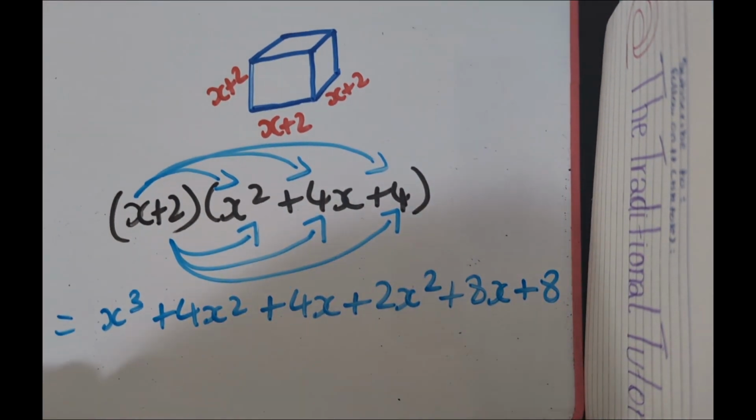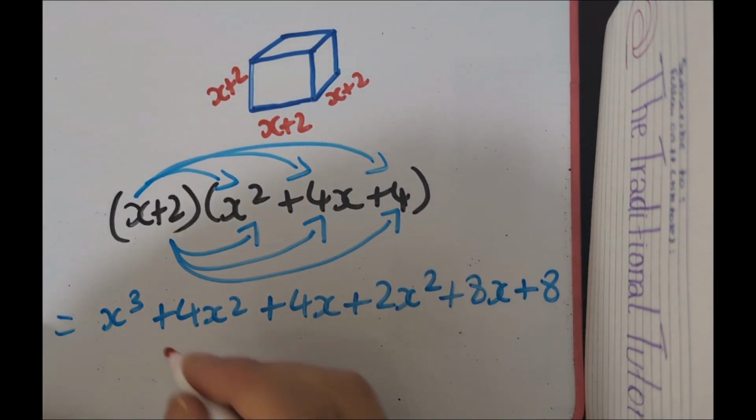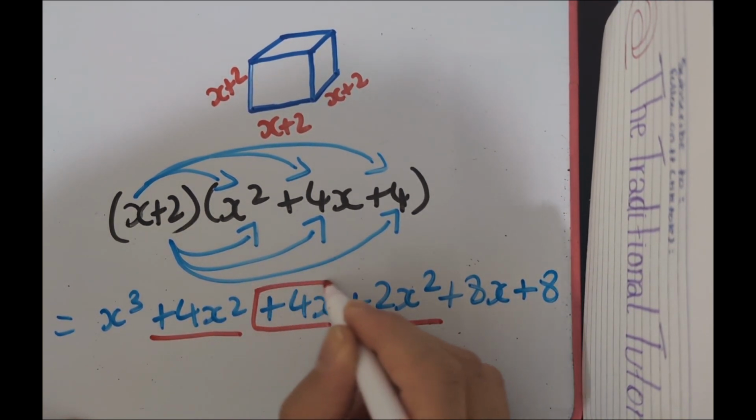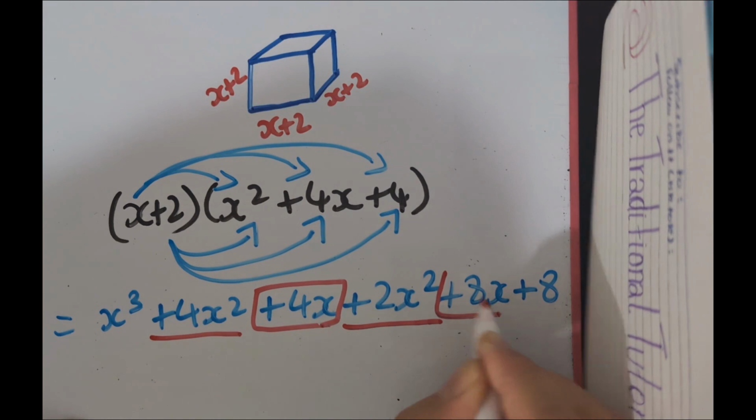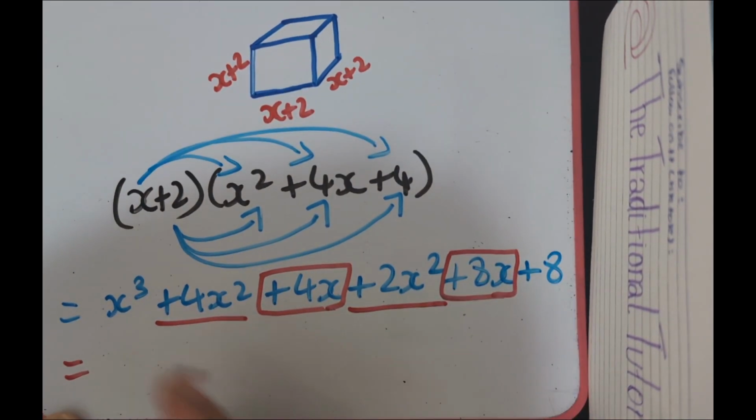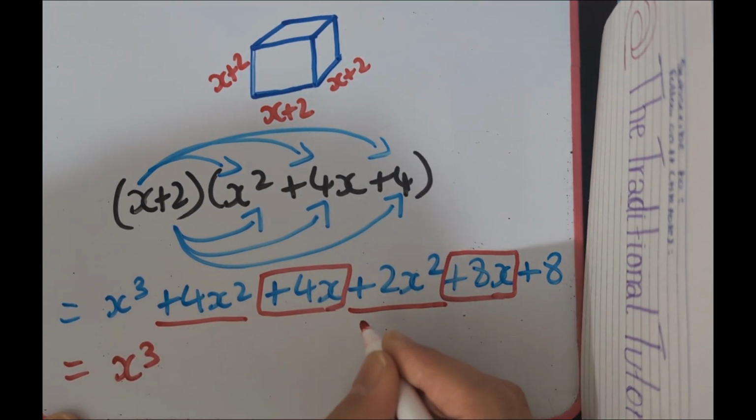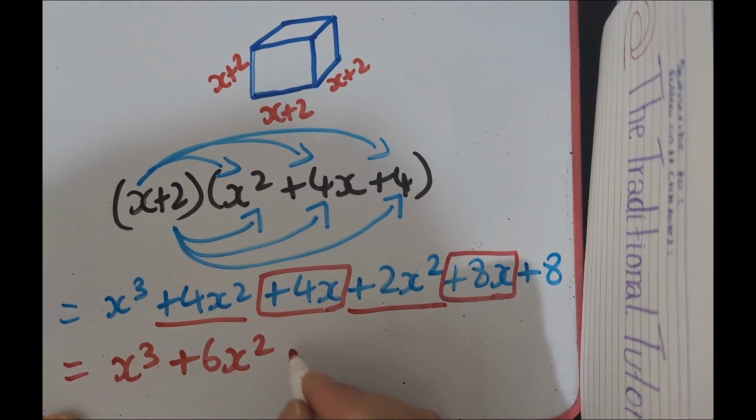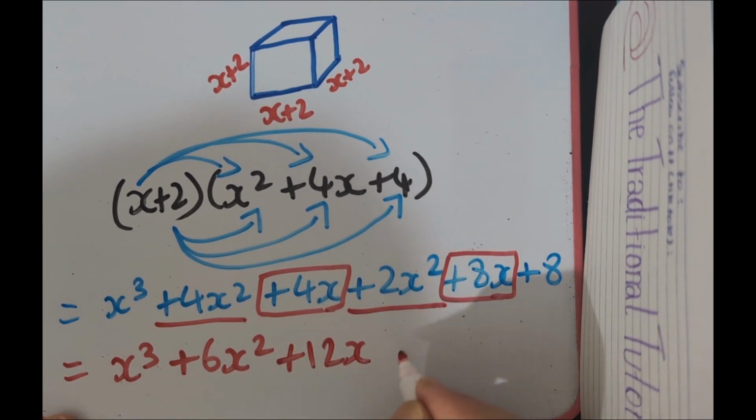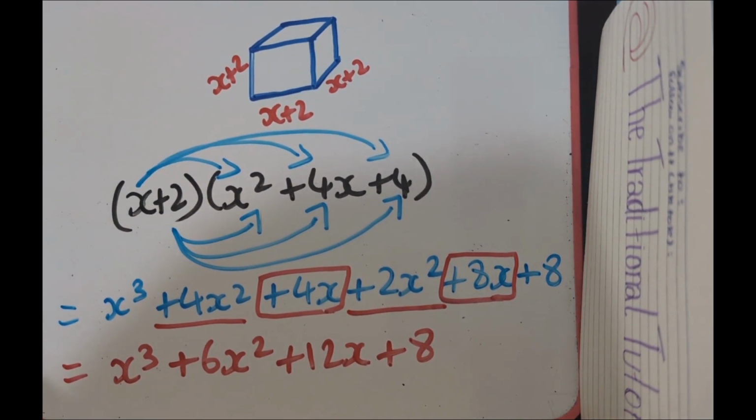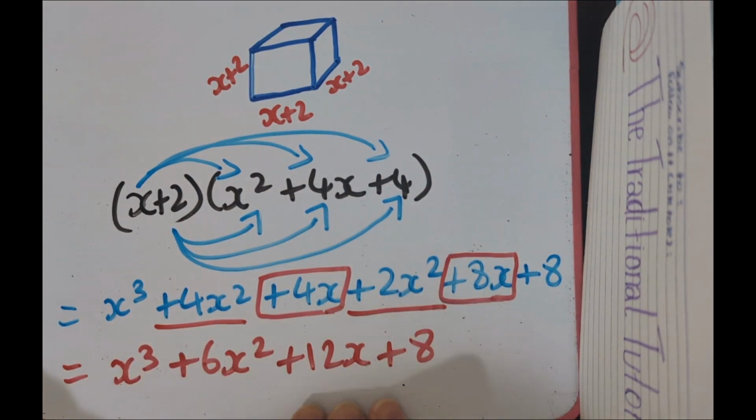Okay, now collecting my like terms means I'm looking at plus 4x squared, plus 2x squared, plus 4x, and plus 8x. These are all sets of like terms. And then now the final answer is just x cubed plus 4x squared plus 2x squared gives me plus 6x squared, plus 4x plus 8x gives me plus 12x, and then lastly the plus 8 is just there on its own, with no like terms. So that is the final answer, my final expression.